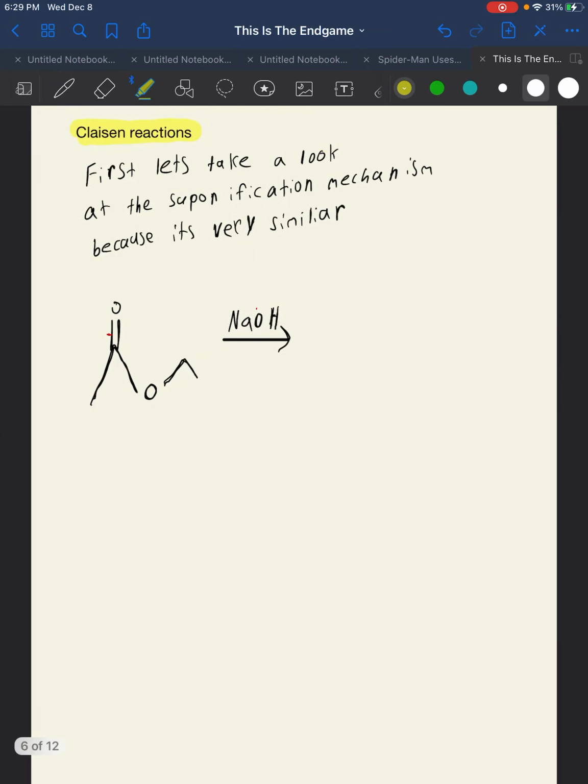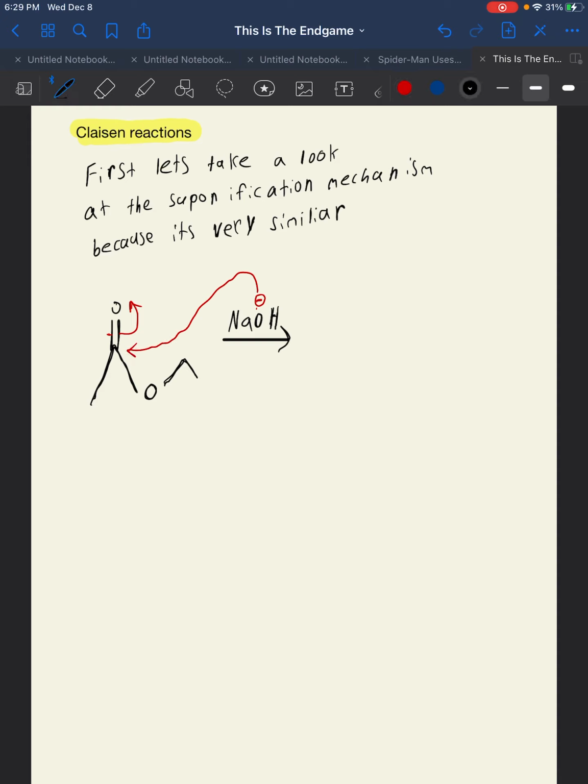So moving on, Claisen reactions. Let's first take a look at the saponification mechanism because I think it might help you guys understand these a little better. So if you recall from the previous subject matter we covered in Orgo 2, you'd remember that the saponification mechanism occurs when NaOH is present with an ester. And how that looks is like this.